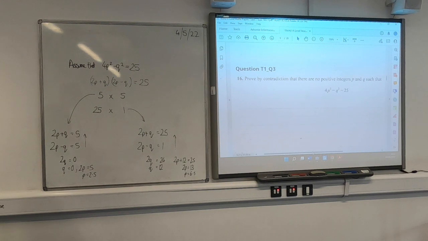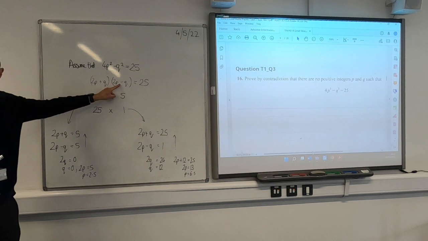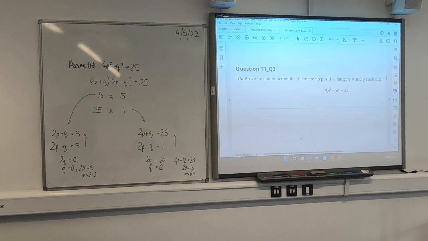There should be 3 scenarios. What's the third scenario? Like the other brackets, 1 and 25. No, because that is obviously a bigger number than that, if p and q are positive integers, so it can't be 1 and 25, can it? That first bracket has got to be bigger than the second bracket. There's no way it can be the other way around.